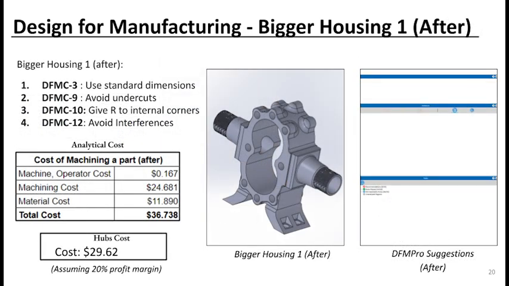In the following redesign, we had made the changes suggested by DfM Pro. The DfM principles followed for the redesign are shown on screen. The new cost is $36.73, which resulted in a reduction of $7.65. Using the design for manufacturing guidelines shown on screen, we were able to incorporate the use of standard dimensions, avoid undercuts, avoid sharp edges, and avoid interferences.